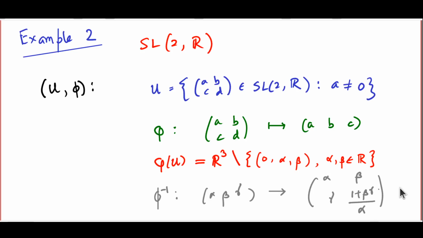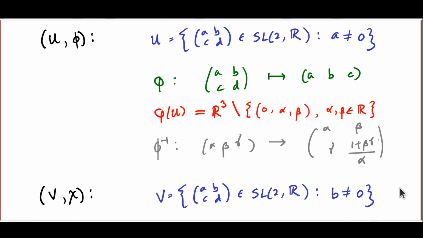This chart does not cover all of SL2R simply because matrices in SL2R for which A is 0 are not covered by this chart. The other chart that we are going to talk about, in fact one we have already figured out before, consists of a domain V and a map chi. V is the domain of all SL2R matrices in which B is not equal to 0.